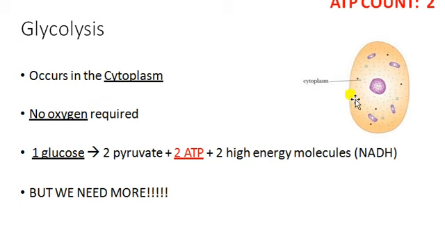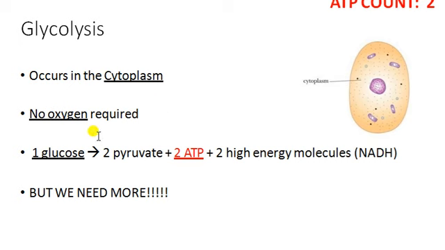Glycolysis takes place in the cytosol. Here no oxygen is required. At the end of the glycolysis, we get 2 pyruvate and a net of 2 ATP. Actually 4 ATPs come, 2 ATPs are utilized, so the net is 2 ATP, and along with that 2 high energy molecules, 2 NADH, are produced.